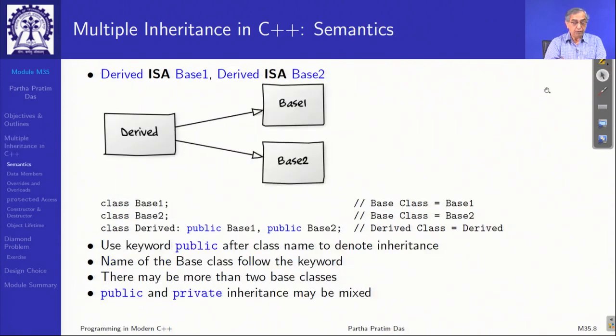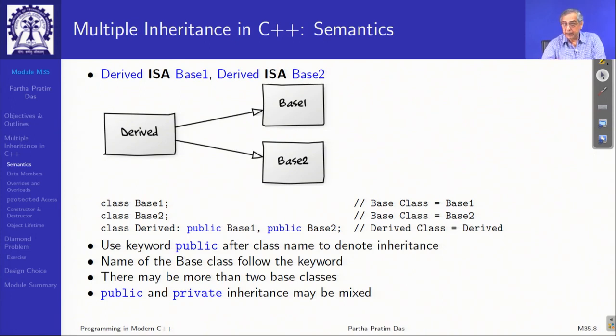Let us move on. Let me now show you the basic rules of multiple inheritance with an abstract example. What is the semantics? We have 2 base classes, Base 1 and Base 2, and a derived class which is inheriting from both of them. Inheritance, as we have observed, is public, and that is what we will continue to use, but it is possible that one or more of these multiple inheritances could be private as well, right.